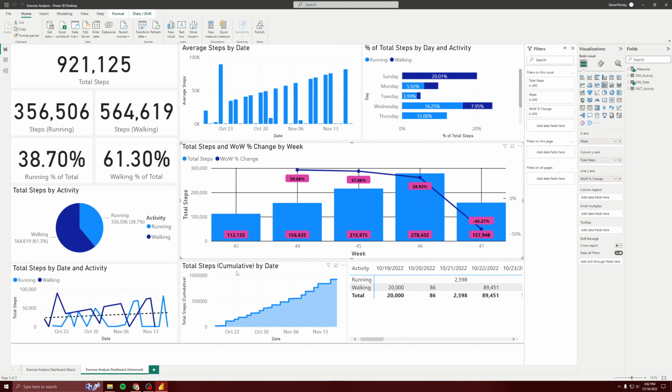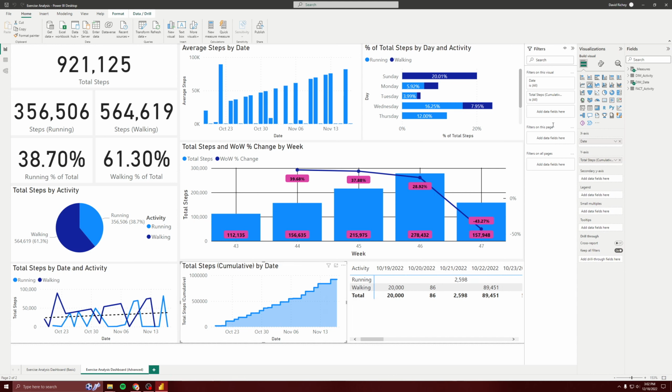And then this is total steps overall by date, and I changed the style of it to be like a staircase, because it's kind of like you're walking up, but it's an area chart. And then here's just a table, running and walking by the dates. And so that's it. It's just a pretty simple exercise analysis.